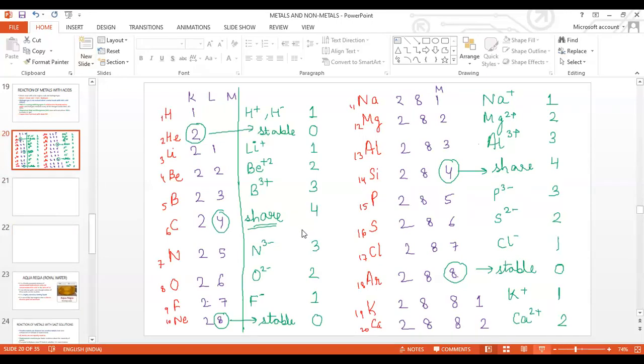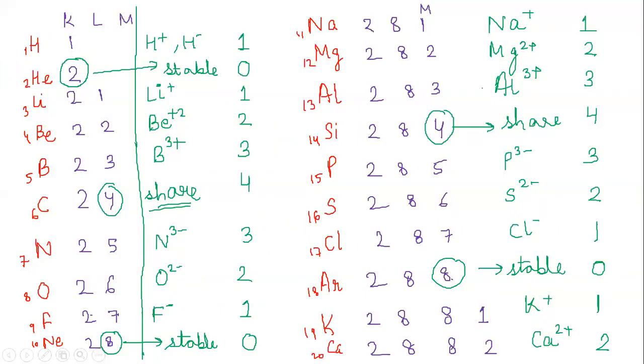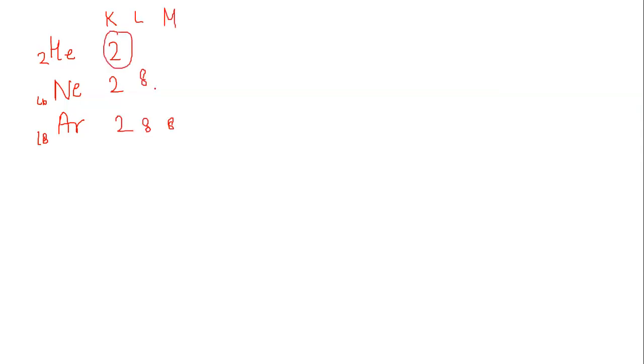Now observe helium, neon, and argon. Helium has atomic number 2, neon 10, and argon 18. So in helium, the K shell is fully filled. In neon, the L shell is completely filled, and in argon, the M shell is completely filled. So the atoms which have a completely filled outermost shell, and the outermost shell is also called the valence shell. This you remember? Yes, ma'am.